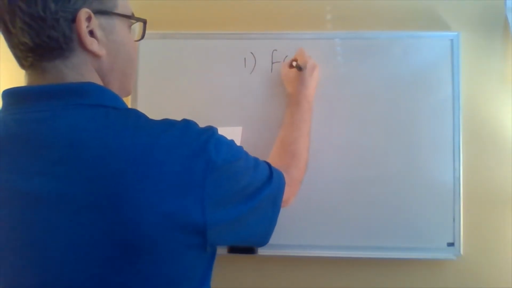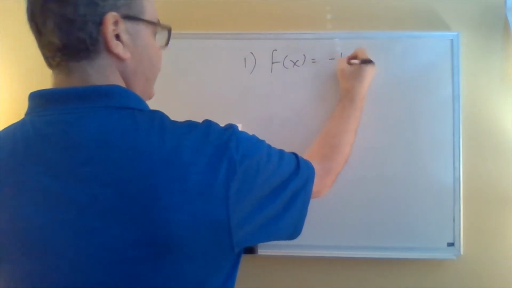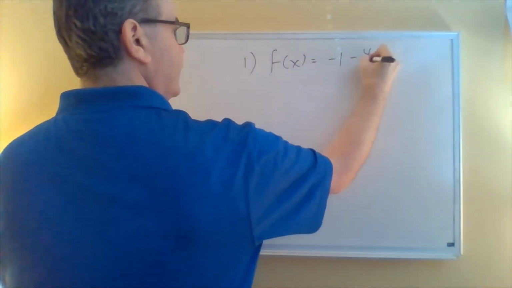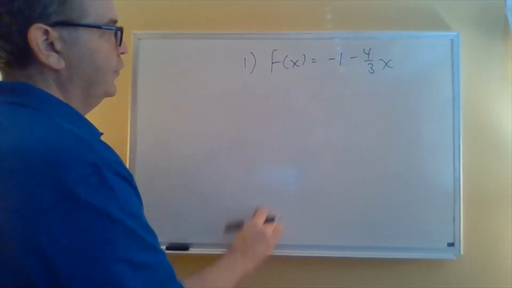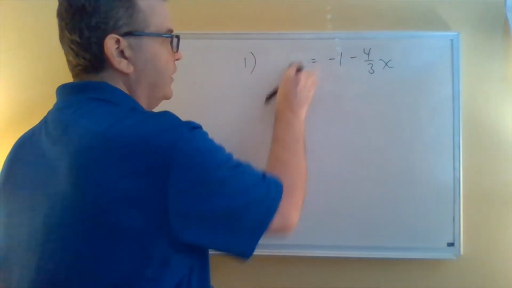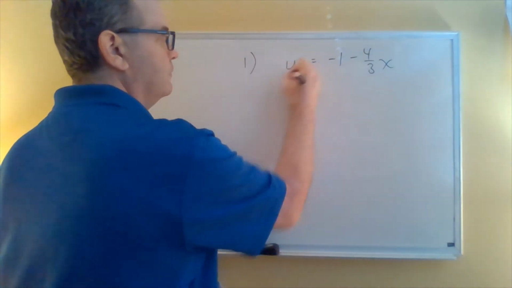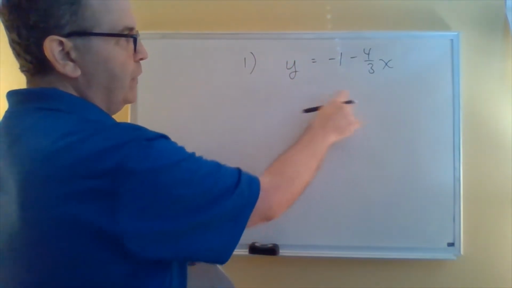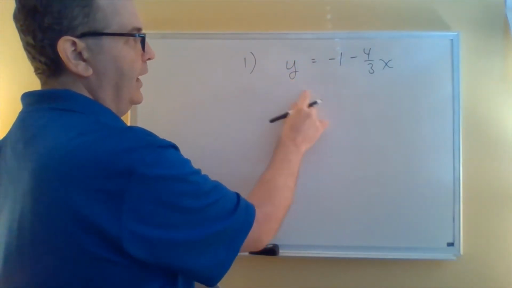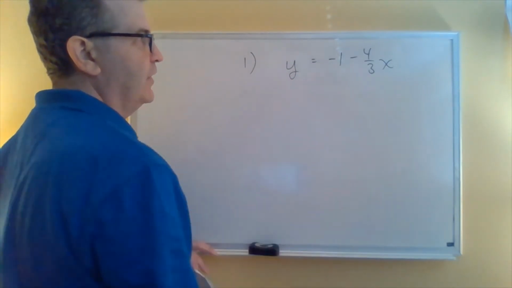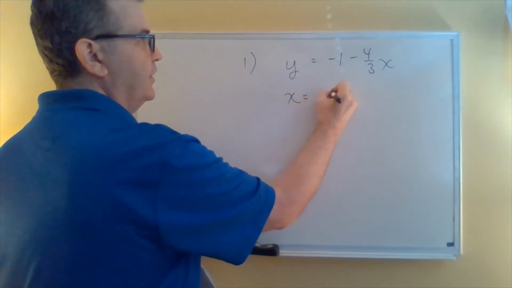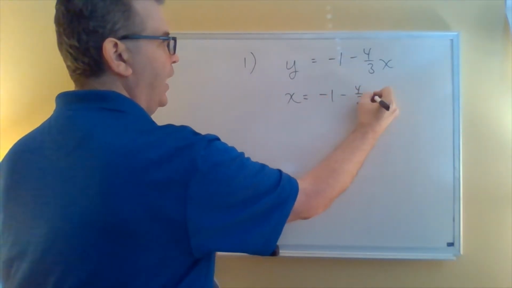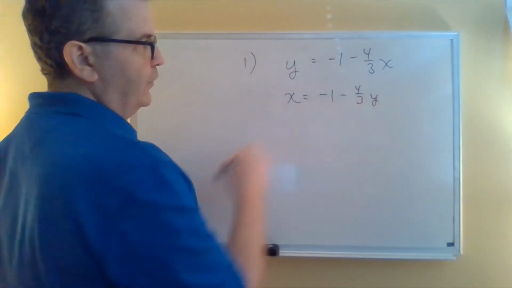Okay, it's f of x equals -1 minus 4/3 x. The first thing we do with these is we replace that f of x with the letter y. And then we're going to rewrite our equation so that anywhere we see a y, we're going to replace it with an x. And anywhere we see an x, we're going to replace that with a y. So we'll have x equals -1 minus 4/3 y. Now we just solve this equation for y.